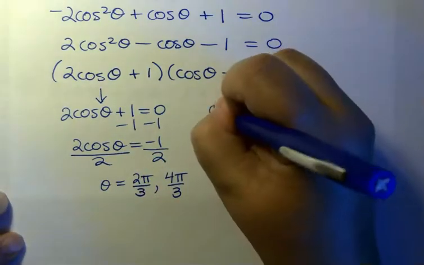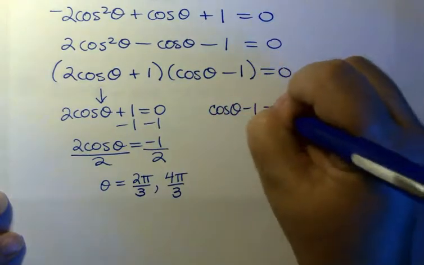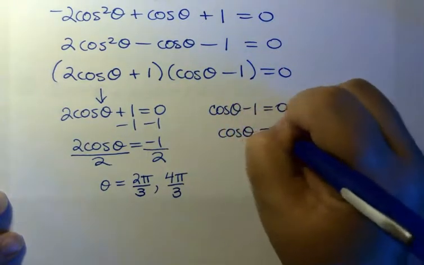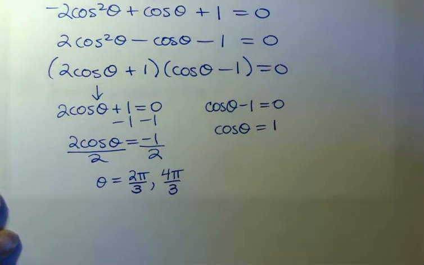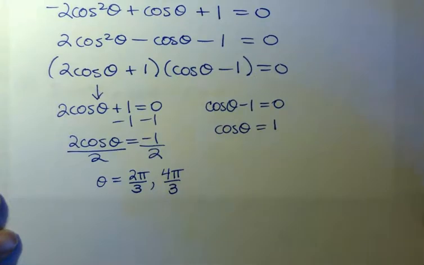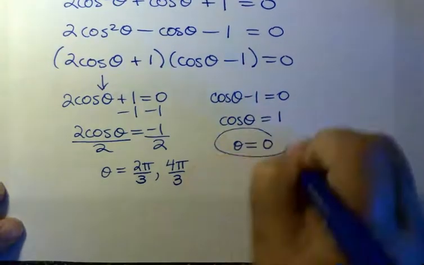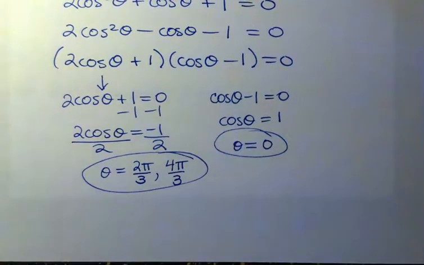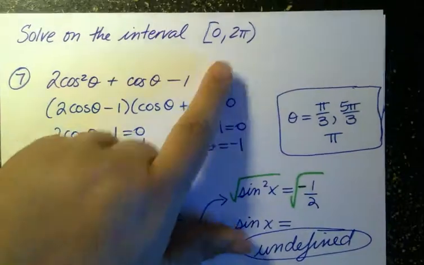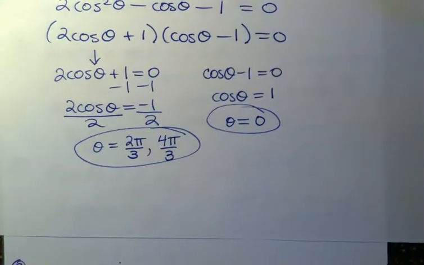Over here we have cosine theta minus 1 equals 0. That means cosine theta is 1. Where does that happen? That happens at 0. So when theta is equal to 0. And those are my answers. Again, and always check at the end of the problem. Again, on this one, it was asking me on this interval. So I don't have to put the whole plus 2 pi k or plus 2 pi in.